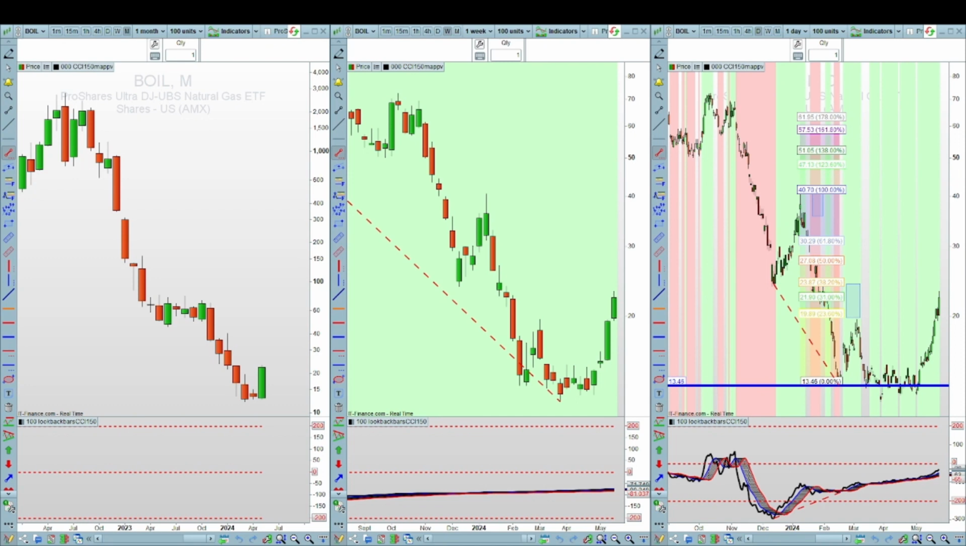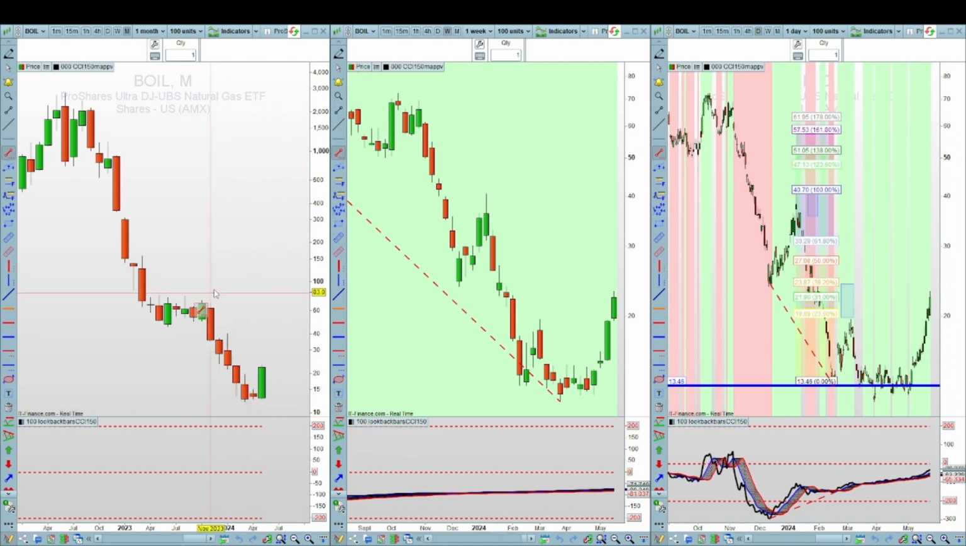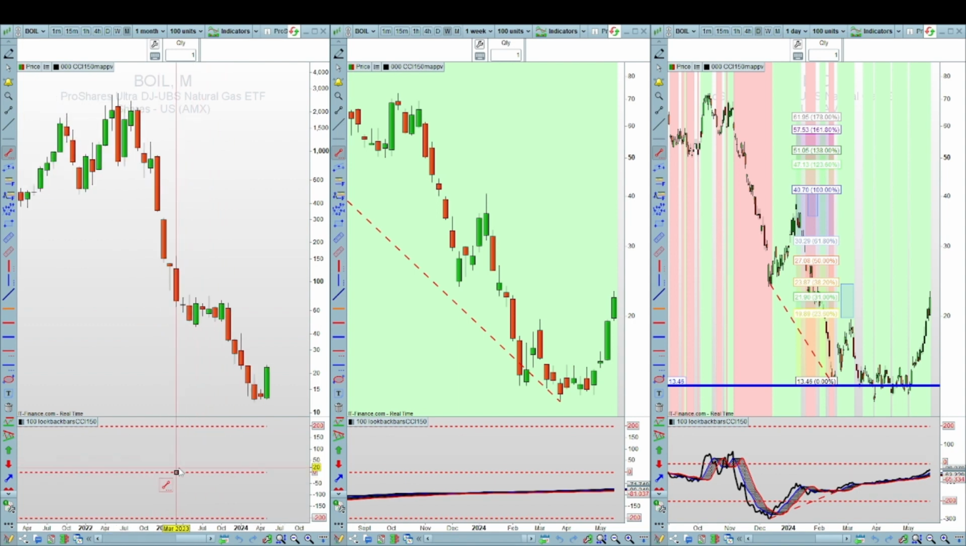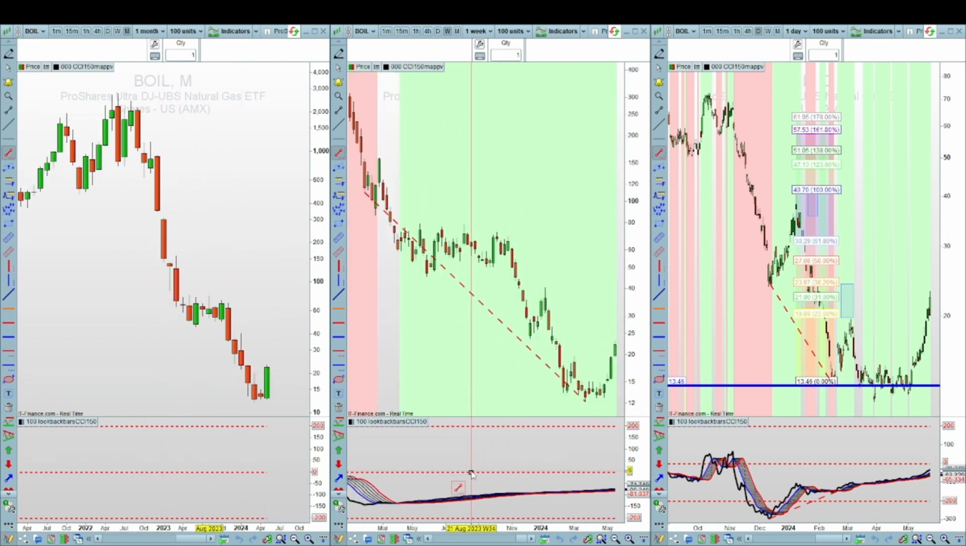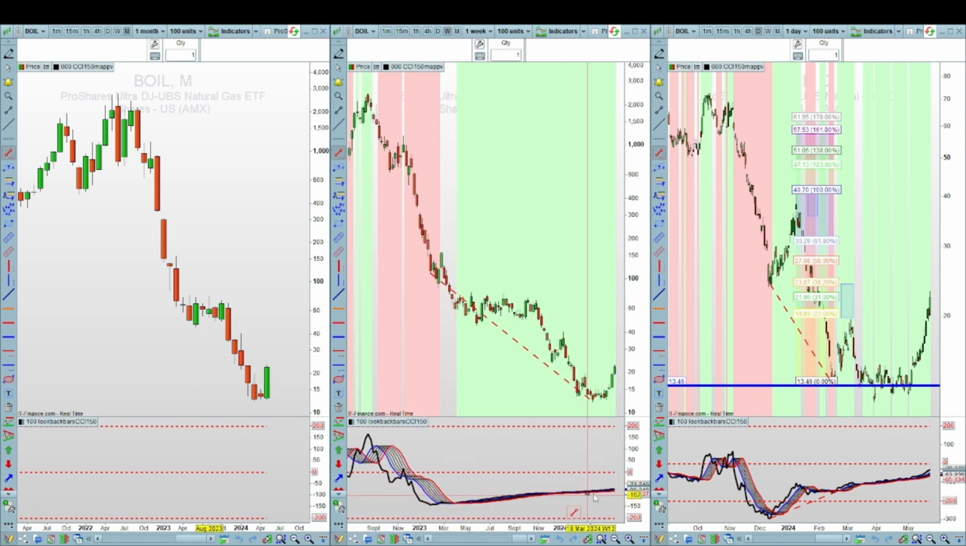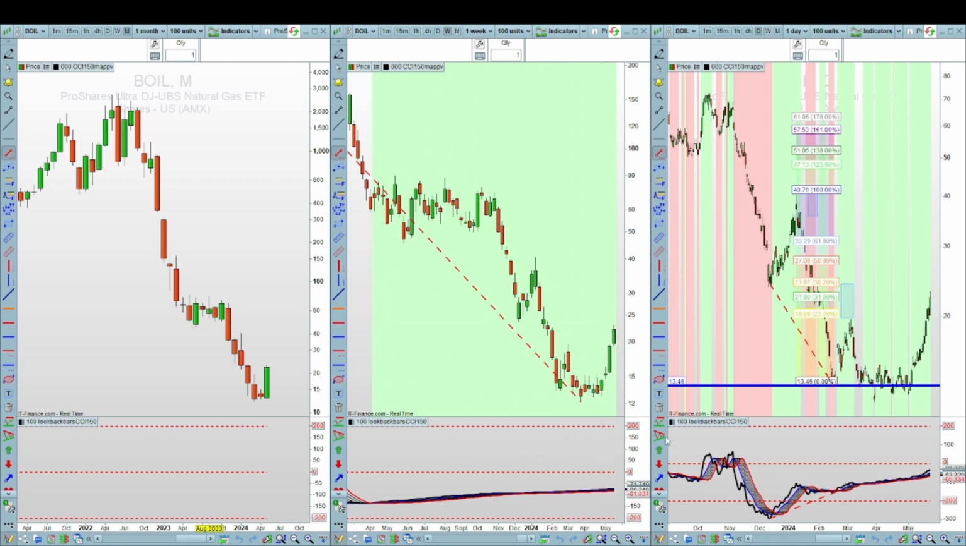Next, we look at BOIL ETF. On the monthly, there's no CCI, so we'll call that a neutral positioning, but it looks like it's probably bearish. On the weekly, we do have a bullish divergence on the CCI 150 versus lower lows on the price, and that's still making further progress to the upside.